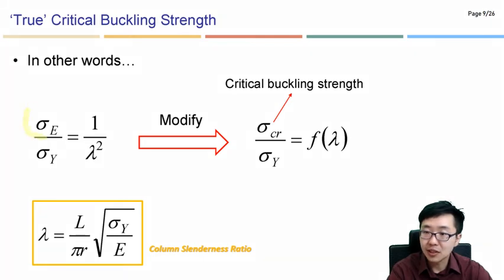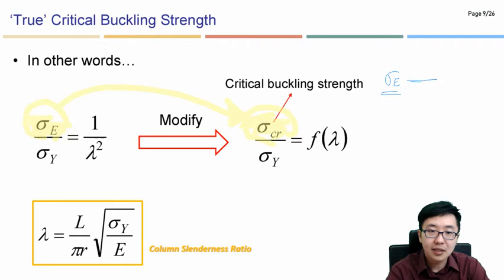This is used in reality. So that's why I'm asking you to remember this. So elastic buckling strength, and we call critical buckling strength. In this case, what I'm talking about is once we calculate elastic buckling strength, then we can modify it to get critical buckling.